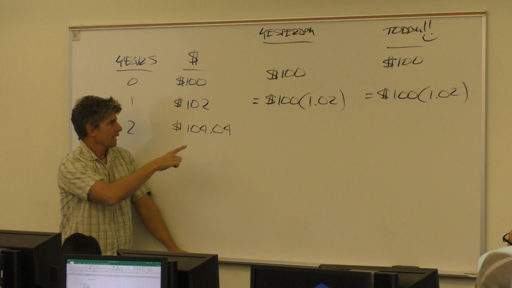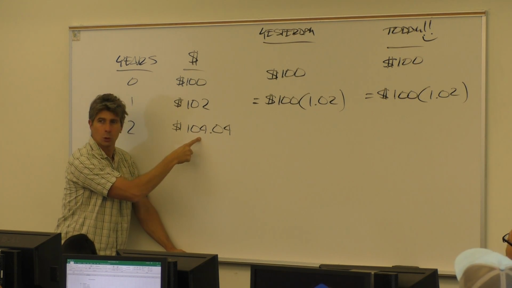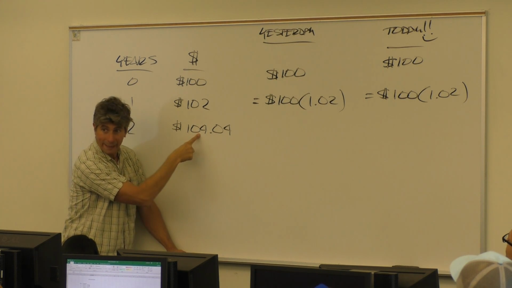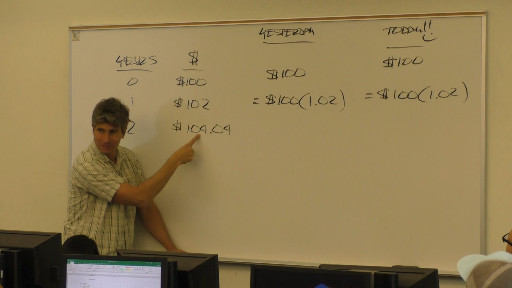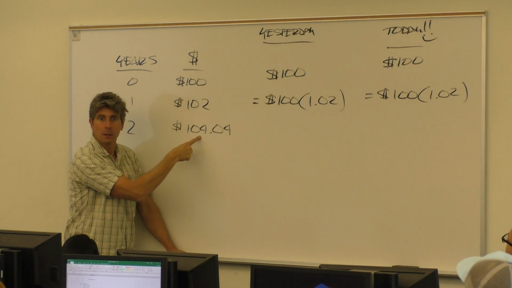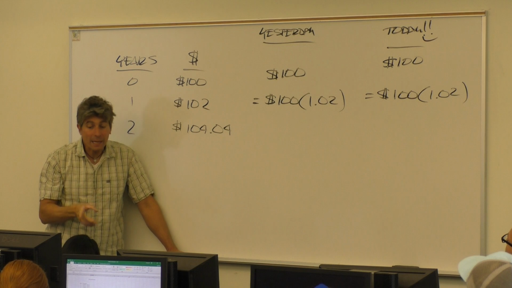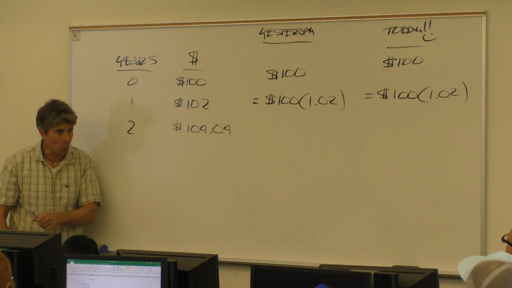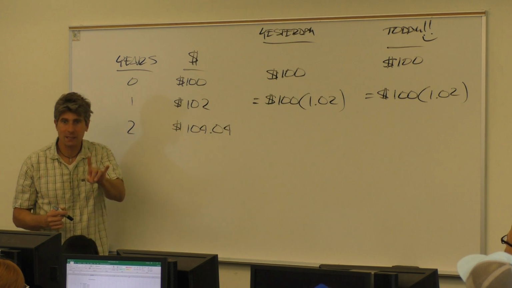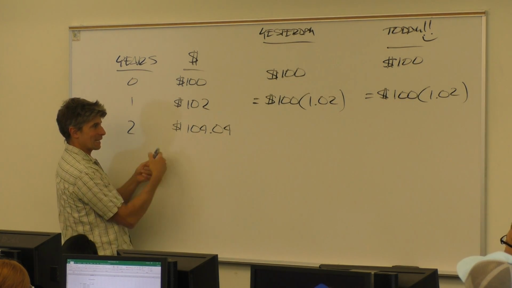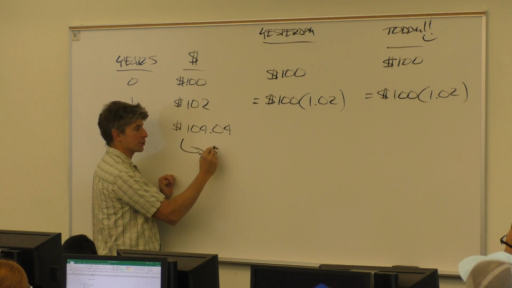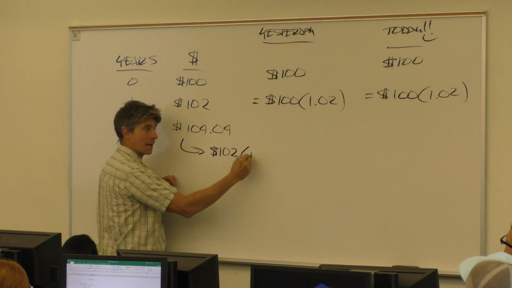Why is year 2 104.04? Why? What happened between here and here? Can you say it a different way? Not $2, thank you. We added an additional 2%. So in other words, this here is equal to $102 times 1.02.